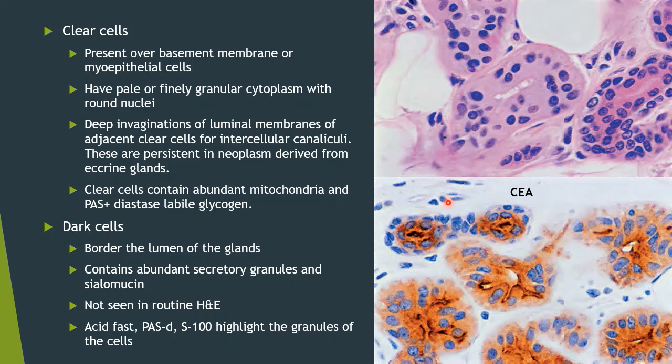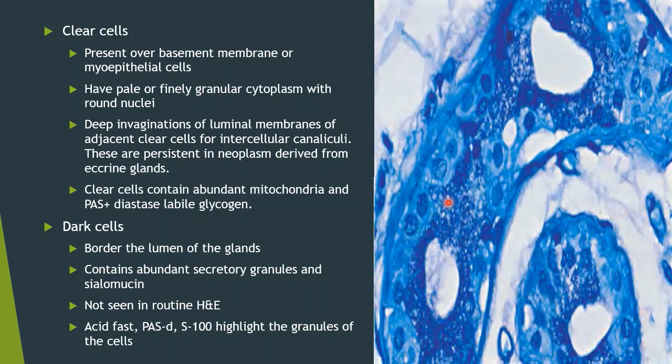If you look at the dark cells, these are present at the luminal border of the glands. They contain abundant secretory granules and are phloxinophilic. But these cells are usually not seen in H and E sections. They can be seen in acid phosphatase staining or PAS staining or EMA immunohistochemical markers, which stain the granules of the dark cells.